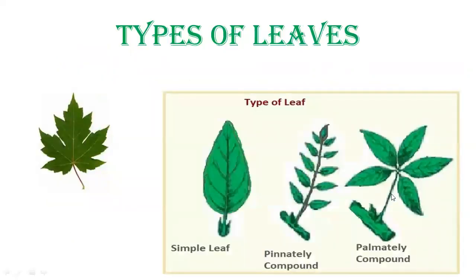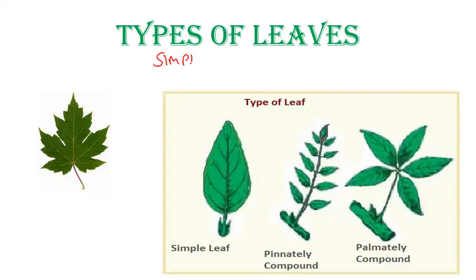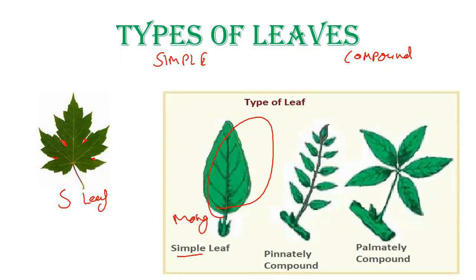Next is type of leaf. So there are two types of leaf. First is simple and second is compound. So first we talk about simple leaf. In a simple leaf, the lamina is entire. There's no incision. And even if there are incisions like this, they don't touch the midrib. So this is also a simple leaf and this is also. An example is mango. Compound leaf: in a compound leaf, the incision reaches the midrib and a number of leaflets are formed.